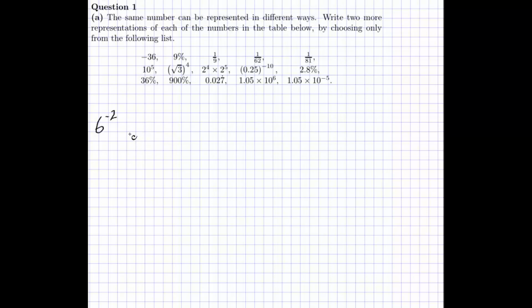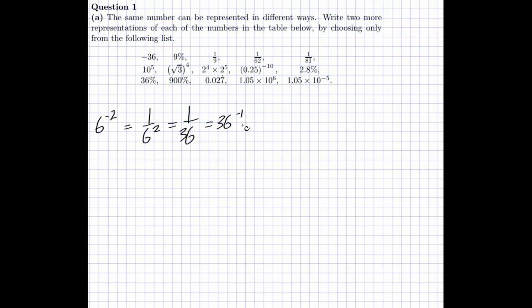So first I'm going to say that 6 to the power of minus 2 is equal to 1 over 6 squared. That's what the power of minus 2 means. It's 1 over 6 to the power of plus 2. So that is 1 over 36. We could say that that is 36 to the power of minus 1, for example. But none of these I can see are in the list. There's a minus 36 there, but that's not the same as 1 over 36, or 36 to the power of minus 1.